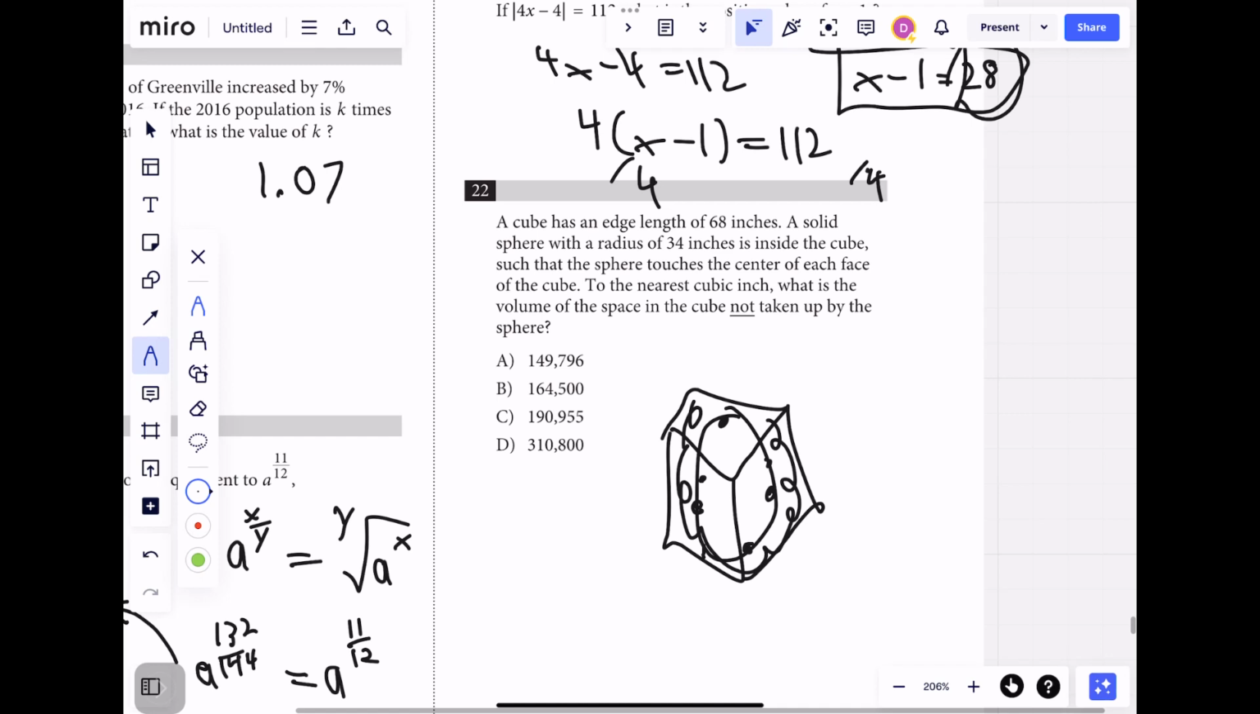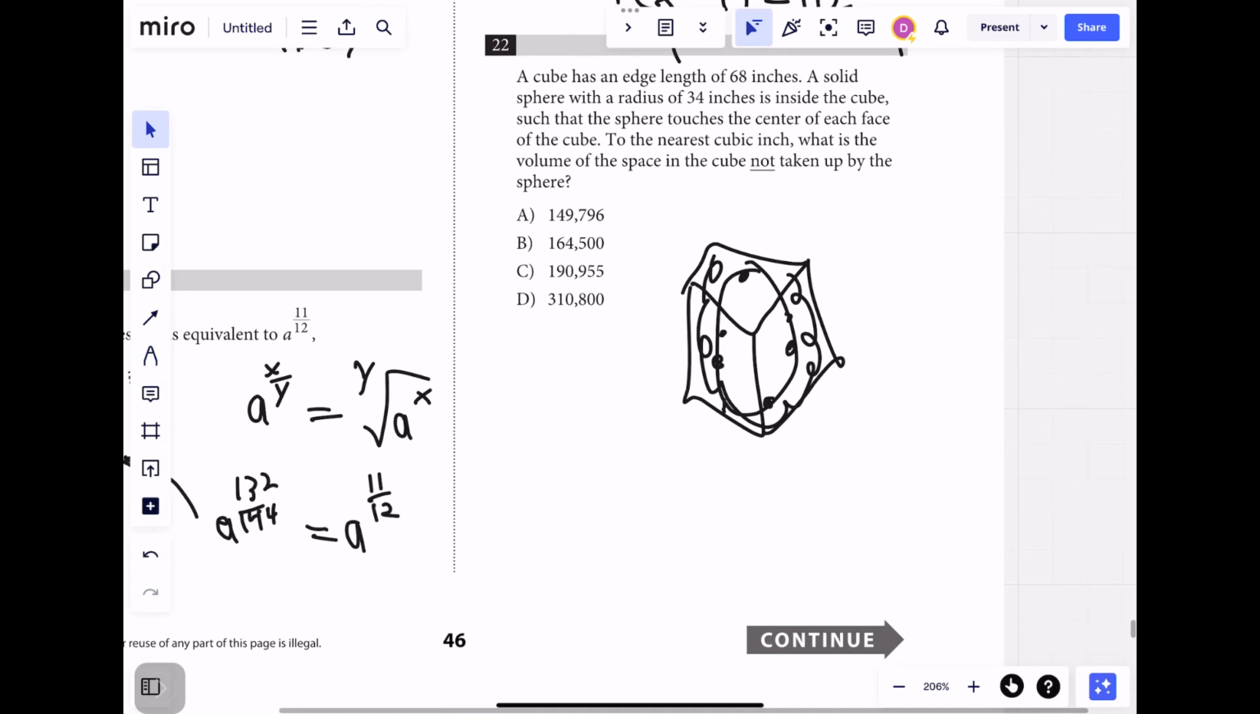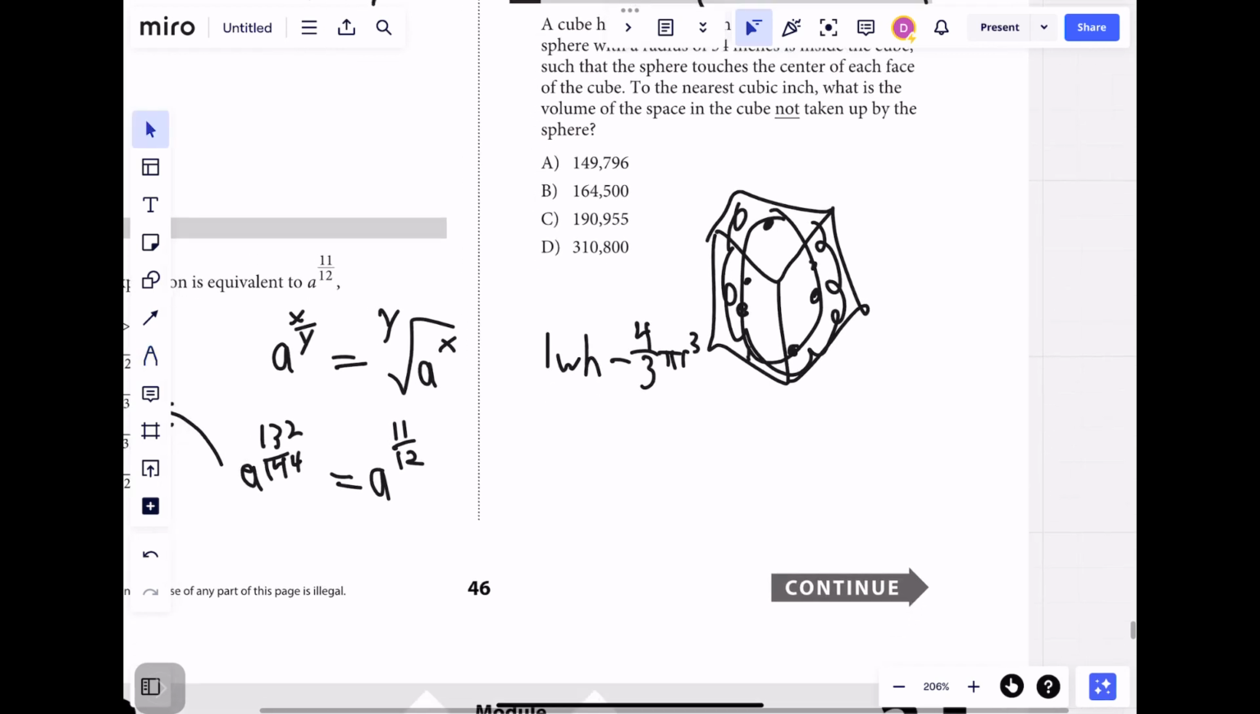So it's basically saying, what's the space where the sphere is not touching the cube? I think the best way to solve this is to take the volume of the cube, which is length times width times height, and then subtract the volume of the sphere, which is 4 over 3 pi r cubed. Both of these equations are on the reference sheet at the front of the math section.